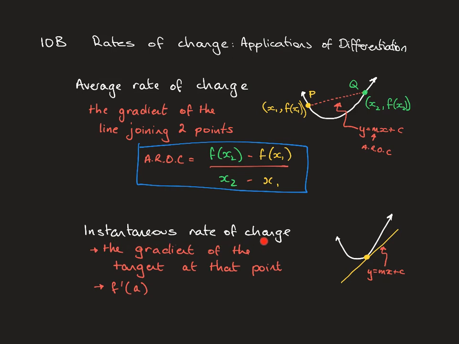The instantaneous rate of change is the gradient of the tangent at a particular point. So at this point here, we find the gradient. That's our instantaneous rate of change. It's also the value of the derivative for the function evaluated for that particular x value.